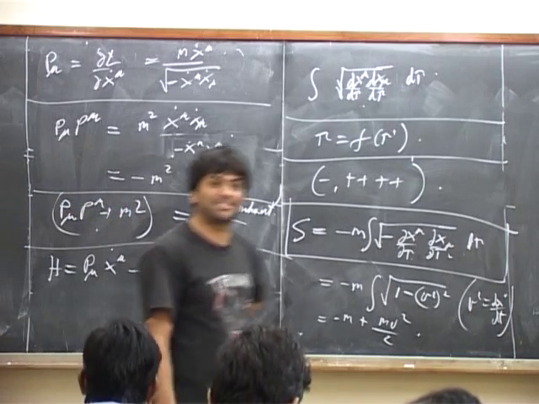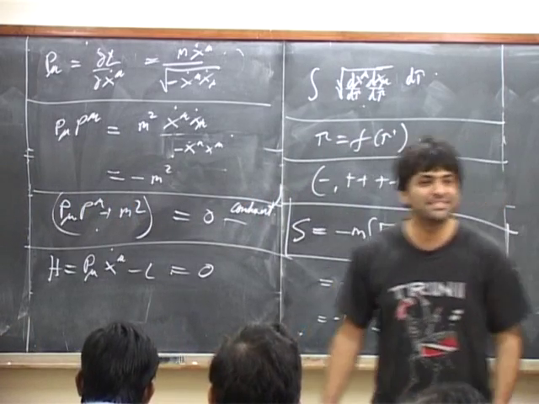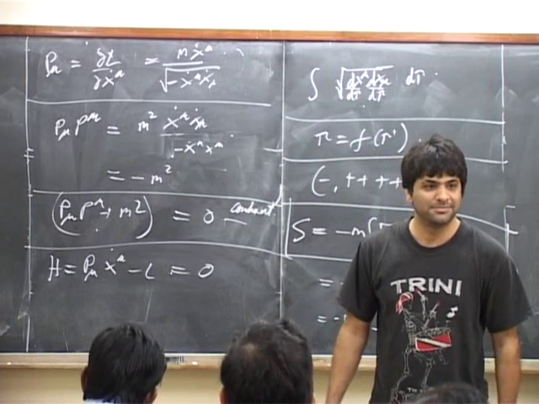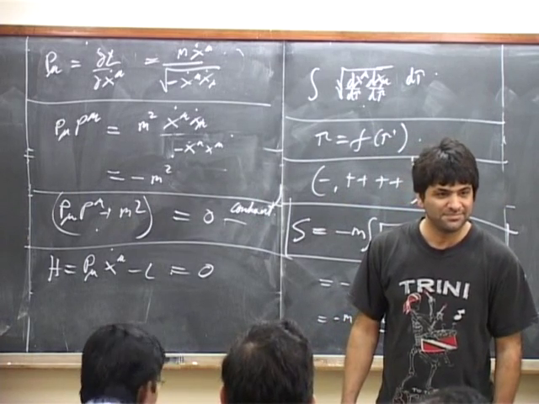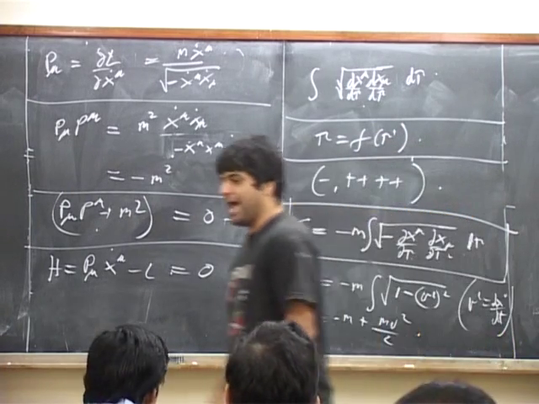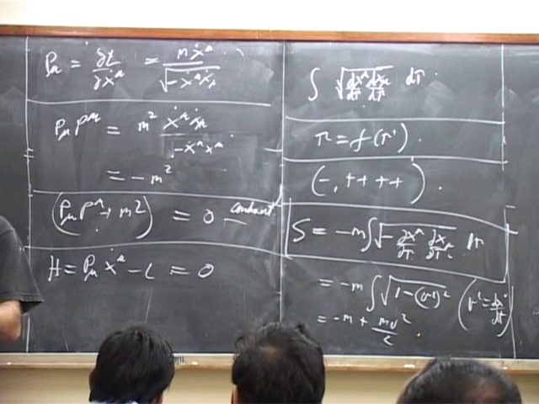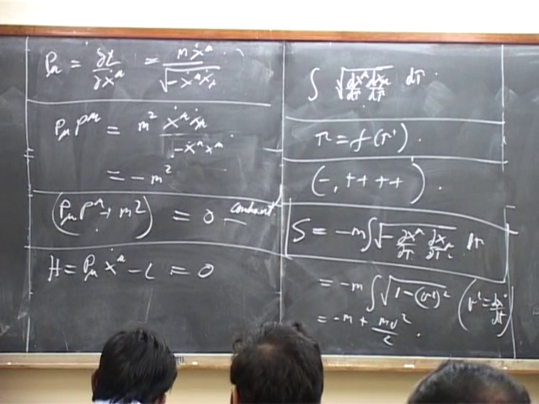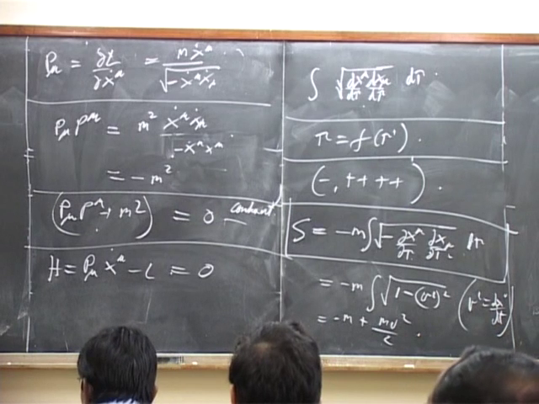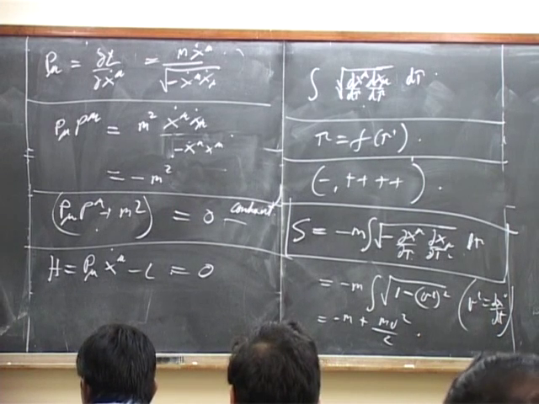Good. Can you see why? Can somebody give me a reason for that being zero? Very good. The Hamiltonian generates shifts in tau, but tau is a fake variable. So shifts in tau should do nothing.